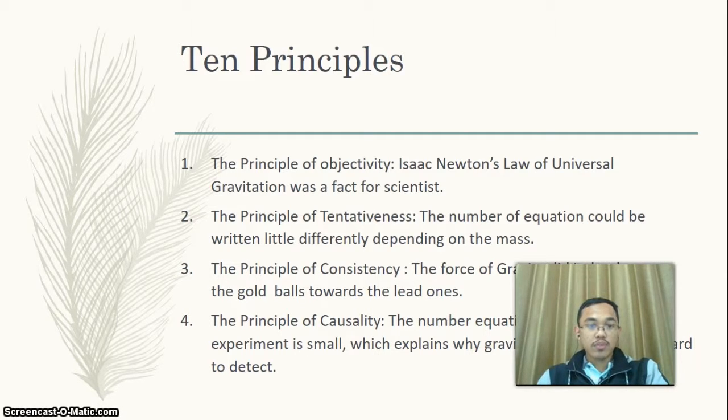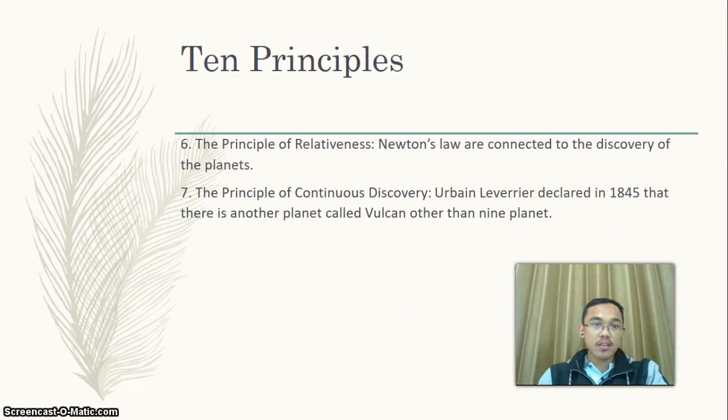The fourth, the principle of causality. The number equation of the gold ball experiment is small, which explains why gravitational forces are so hard to detect. The sixth principle, the principle of relativeness. Newton's laws are connected to the discovery of the planets. And for the last, the seventh principle, the principle of continuous discovery. Urbain Le Verrier declared in 1845 that there is another planet called Vulcan other than the 9 planets.